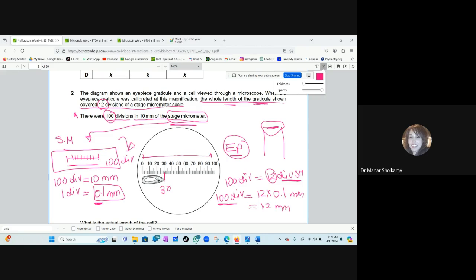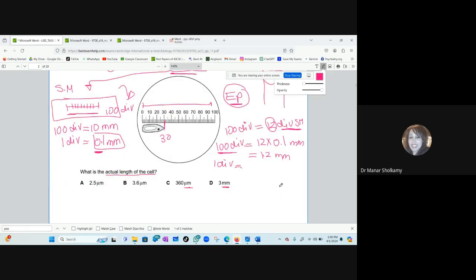We want to know the value of one division on the eyepiece graticule. So one division will be how much? When we have 100 divisions on the eyepiece graticule, it is 1.2 millimeters. So for one division, 1.2 divided by 100. You are correct. The value will be 0.012. This is one division on the eyepiece graticule.